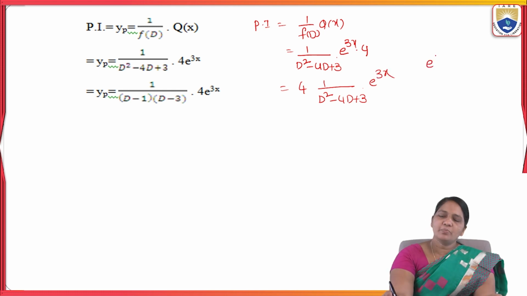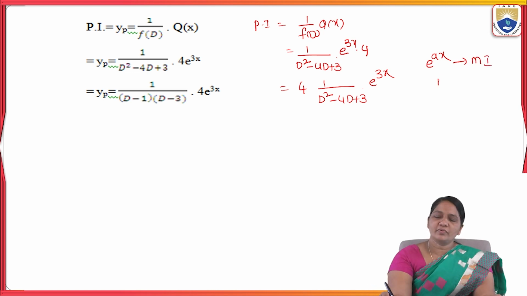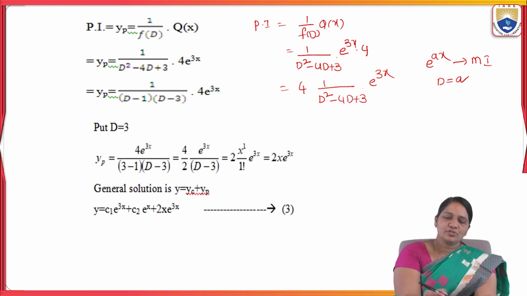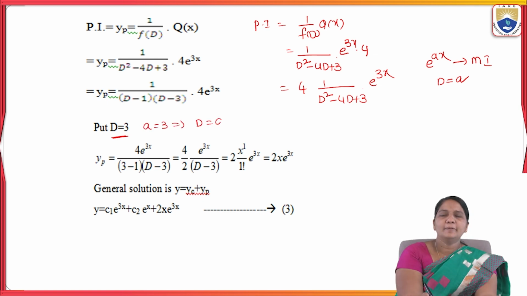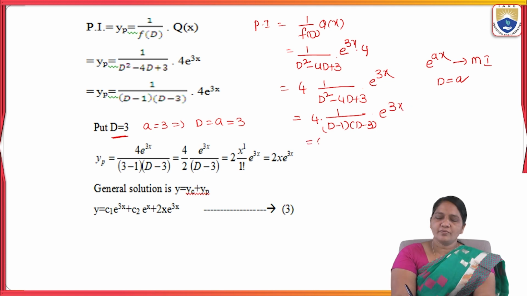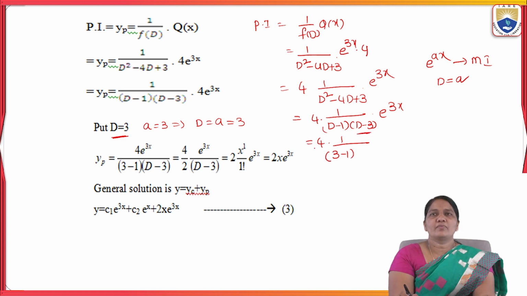If you have the e power ax form, we can follow the method 1 procedure. What is the procedure for method 1? We replace D equal to a value. What is the a value? The a value is 3. So in place of D we replace the value 3. Here I can write the operator form as D minus 1 into D minus 3 into e power 3x. So 4 into 1 by, substituting 3 in place of D, 3 minus 1. When I substitute here, we get f of a value is 0.